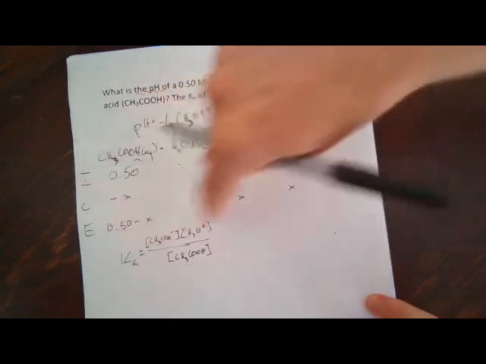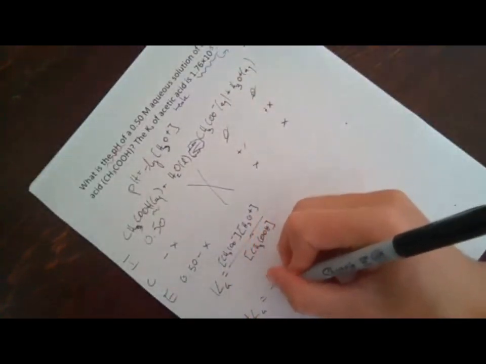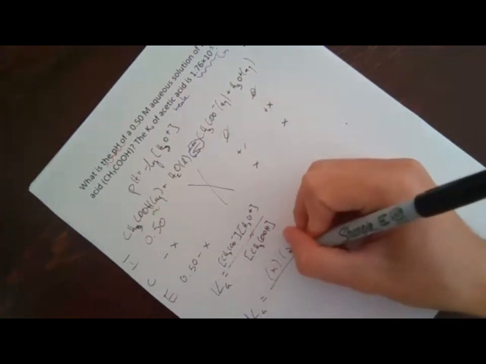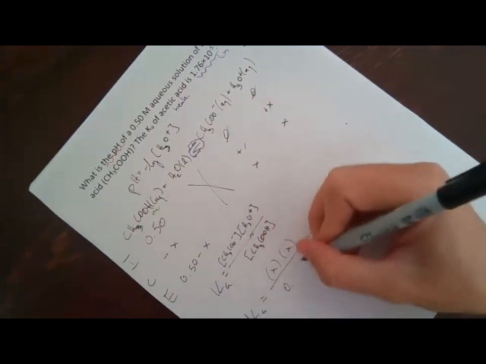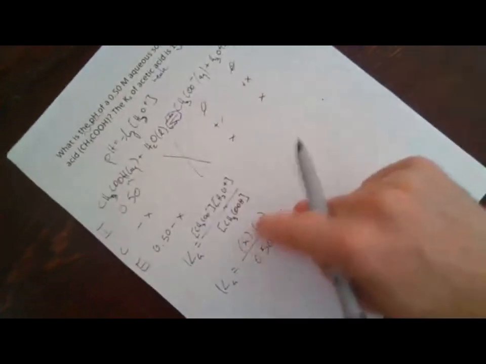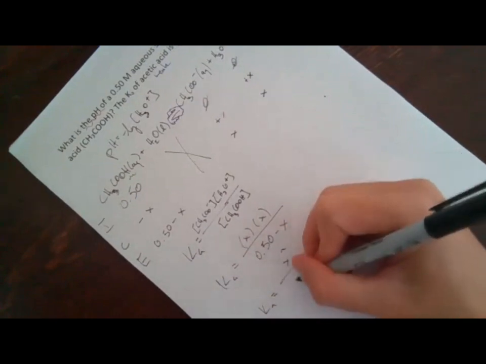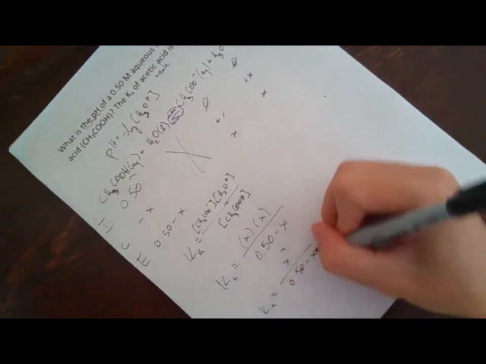So I'm going to take these values and plug them in. My Ka is going to be equal to x times 0.50 minus x. I can multiply those x's together, and I end up with Ka is equal to x squared over 0.50 minus x.